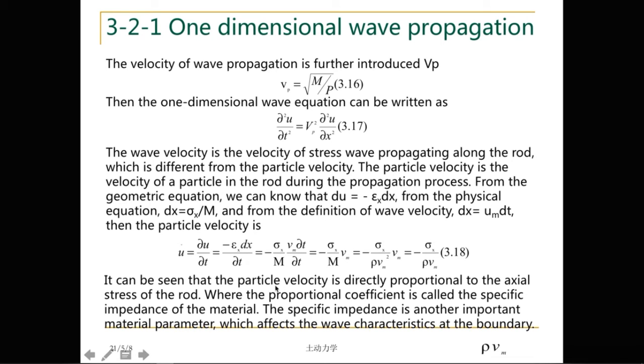It can be seen that the particle velocity is directly proportional to the axial stress of the rod, while the proportional coefficient is called the specific impedance of the material. The specific impedance is another important material parameter, which affects the wave characteristics at the boundary.